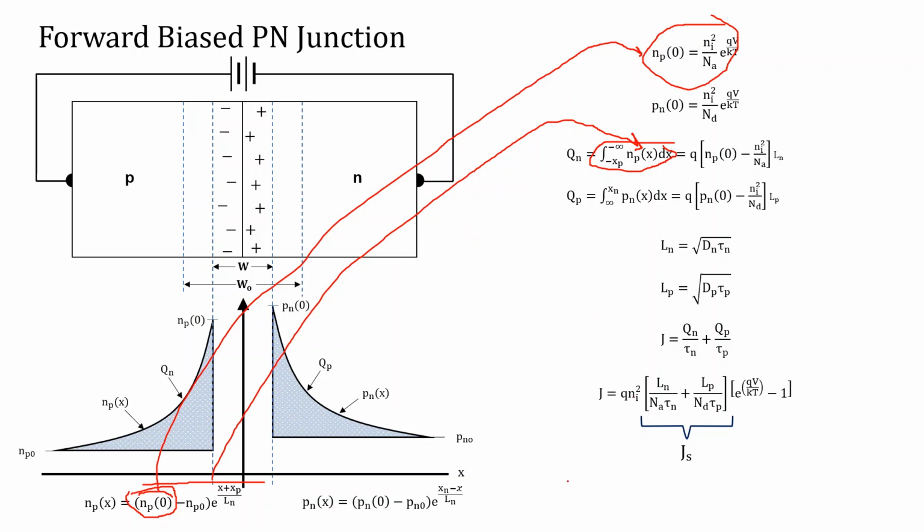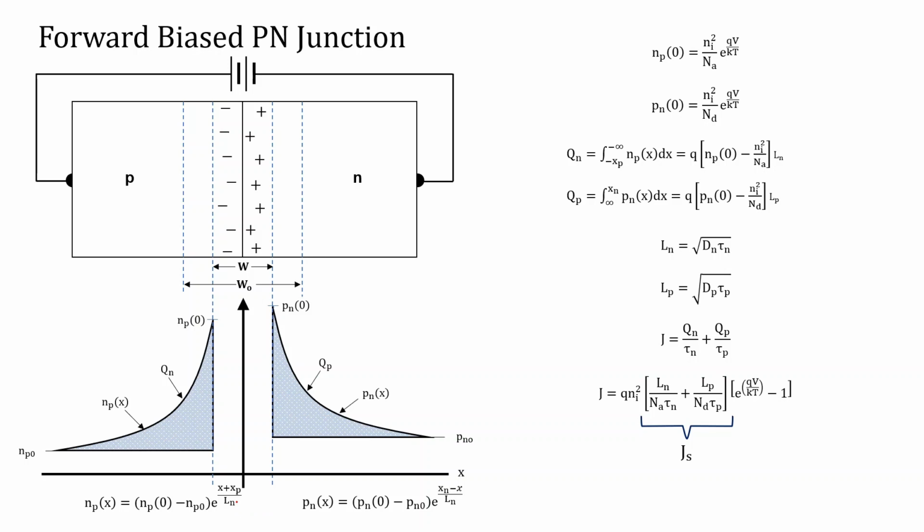Now there is one mistake here. This is okay, this is Ln, where Ln is the diffusion length of the electrons in the p region, and this should be Lp, where Lp means diffusion length of holes when they entered and diffuse into the n region. So this should be Lp. So there is a mistake here, please correct it.